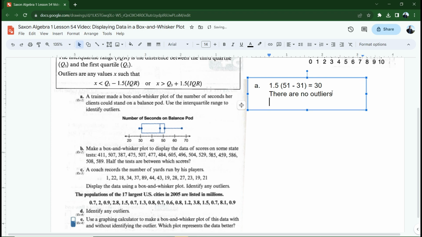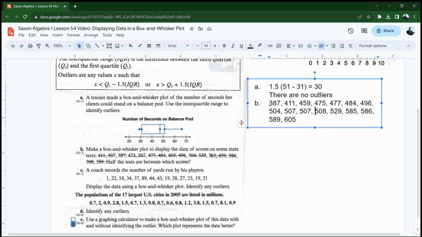All right, let's move on to letter B. This is going to be one of those where we have to make a list of the data in order. All right, so here's my ordered list of the data. Now, I also notice that I have 1, 2, 3, 4, 5, 6, 7, 14, 15, 16 data points. What that means is I'm going to have to find the mean of my middle two to figure out what the median is, right? That's the center of my data.